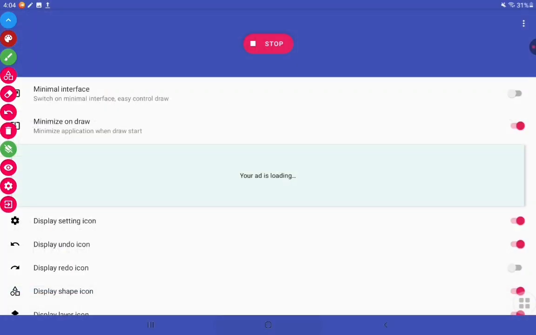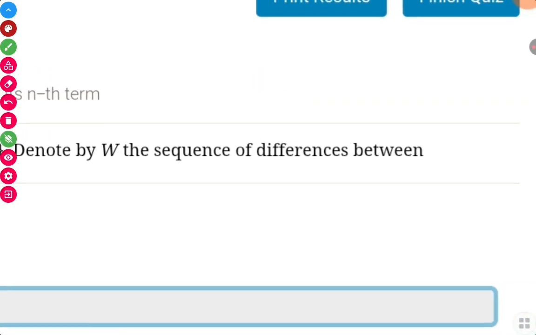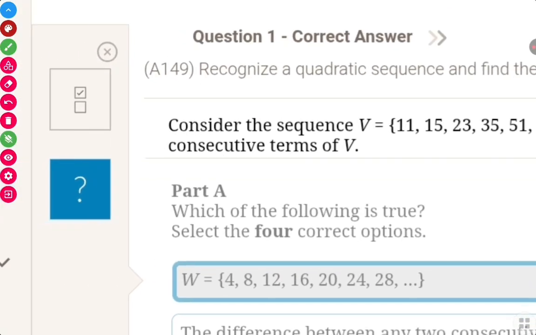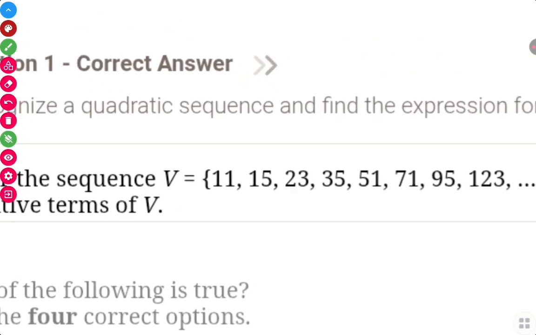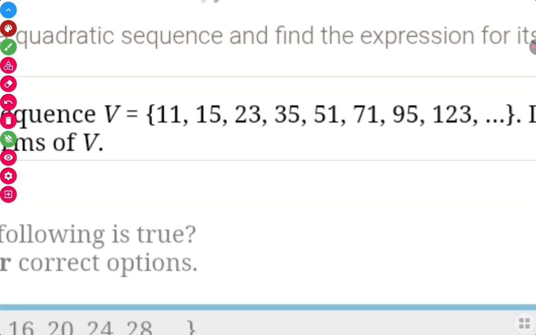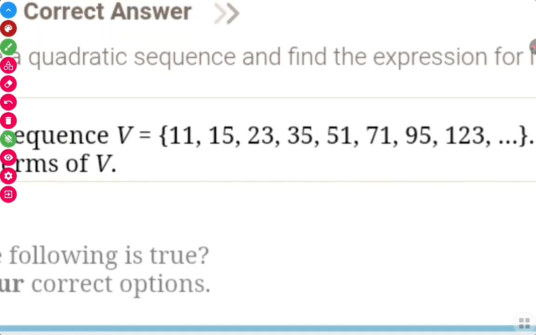They said W is the sequence of differences between V. So the first set of differences, when we subtract each number in V, we're going to call W because that's what they said to do. We subtract each number by the number before it. So 11, there's no number before it, so we skip it. We always skip the first number.